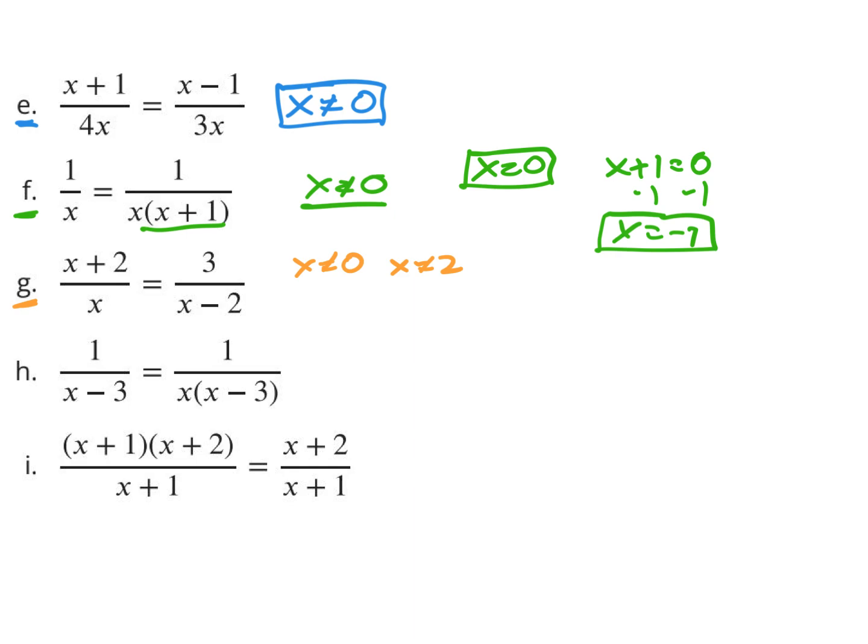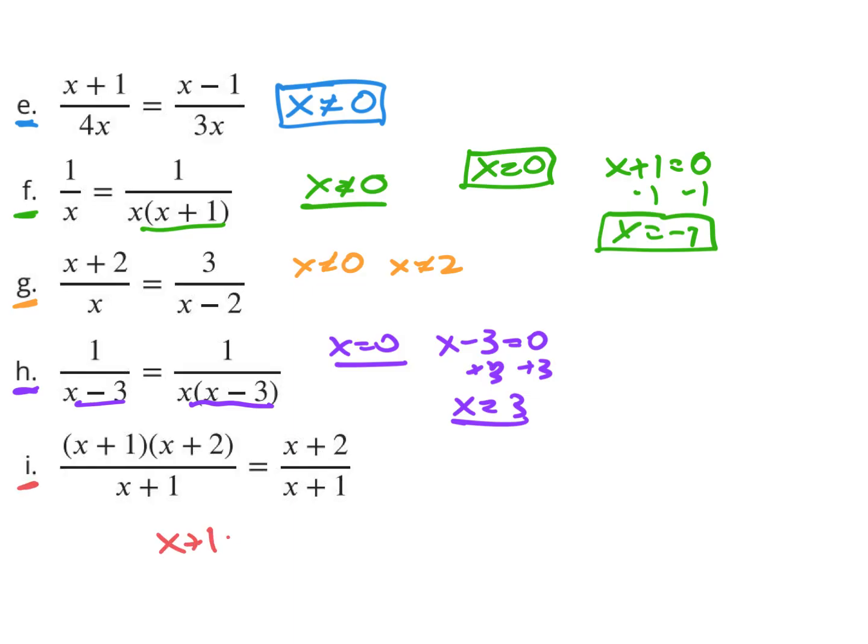For H, I'm going to take this one because this has x minus 3. The left side has x minus 3. The right side has x equals 0 and x minus 3. So x cannot be 3. It cannot be 0. And for the last one, I, I'm sorry, x plus 1 equal to 0. When I subtract 1, x cannot be negative 1 because negative 1 makes the denominator 0. So it doesn't really matter what I do.